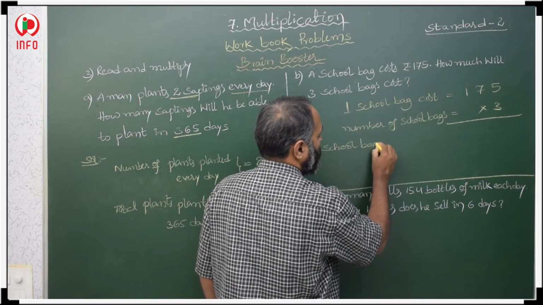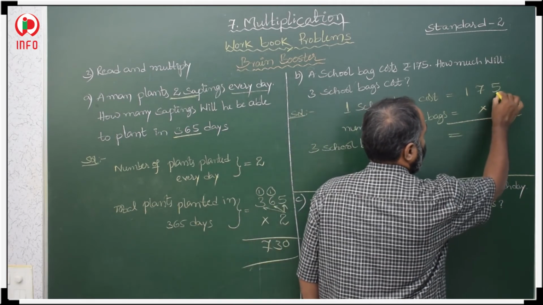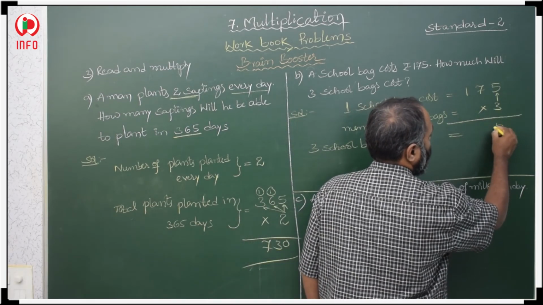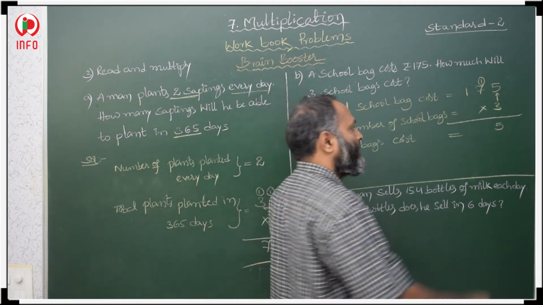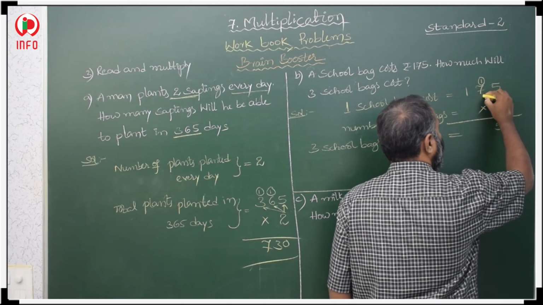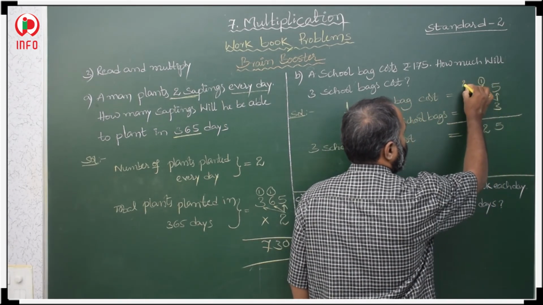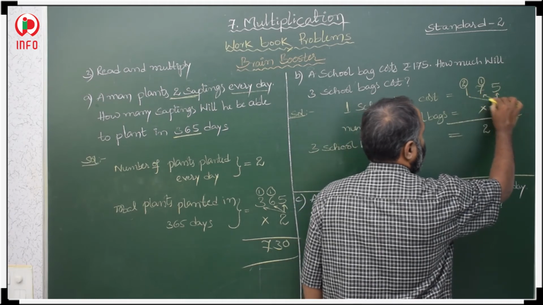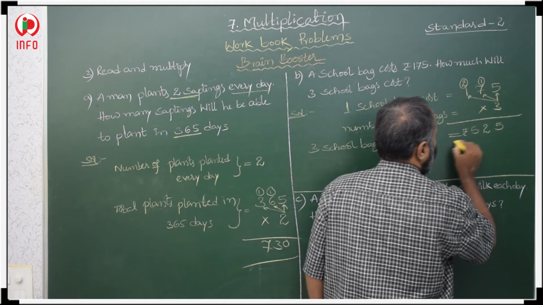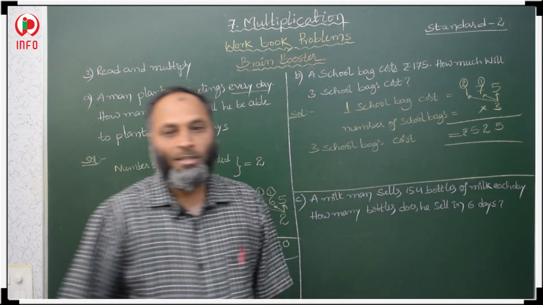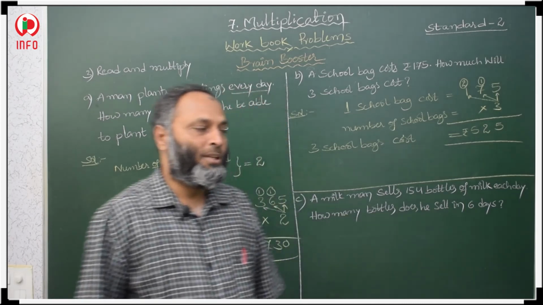Now 3 school bags cost is equal to, we have to multiply. 3 5s are 15, means 5 ones and 1 tens. 3 7s are 21, 21 plus 1 is 22, 22 means 2 tens, 2 hundreds. 3 ones are 3, 3 plus 2 is 5, so 525 rupees. So, 3 school bags cost 525 rupees.